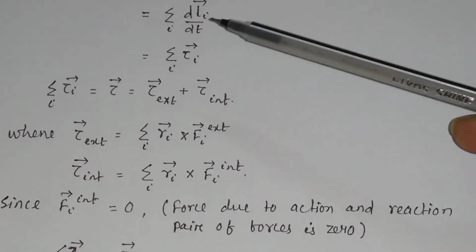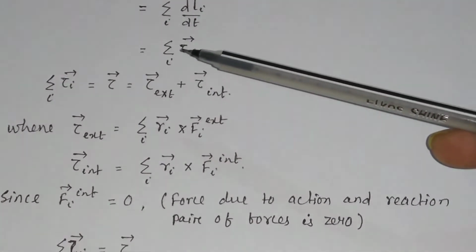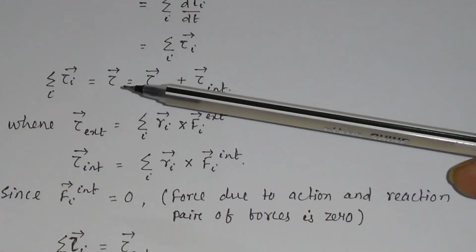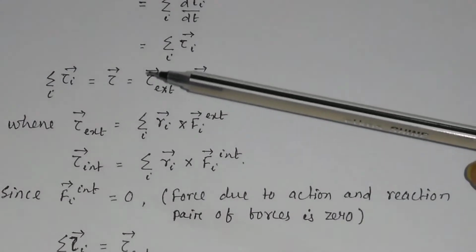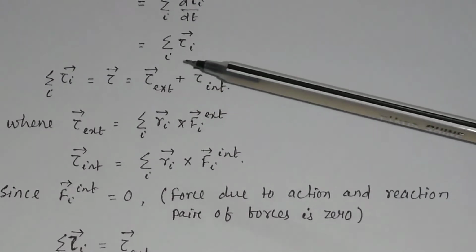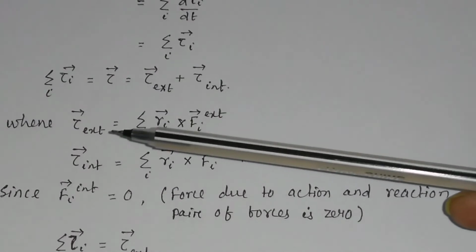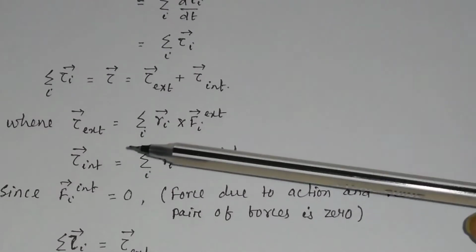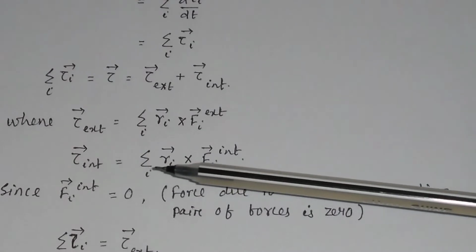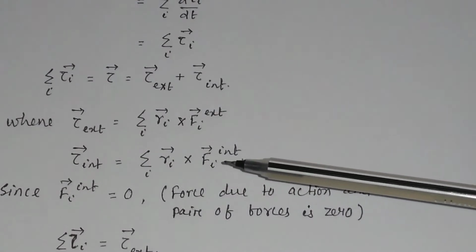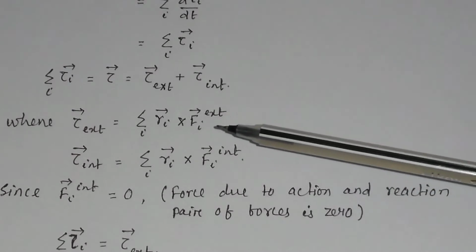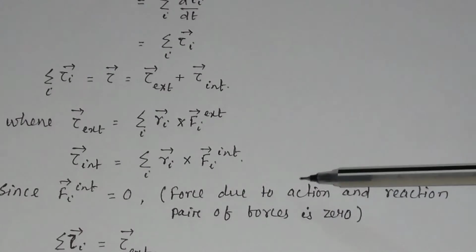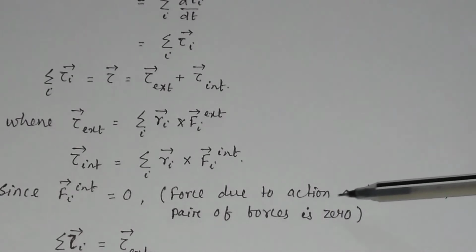And we have defined this as nothing but tau i. So the sum over all tau i, or we may write tau, is equal to the sum of external torque and internal torque, where the external torque you may define as the sum over Ri cross Fi external, and for the internal torque we define tau internal equal to the sum over Ri cross Fi internal. And you should remember that the internal torque is equal to 0, because the force due to the action and reaction pair of forces is 0.